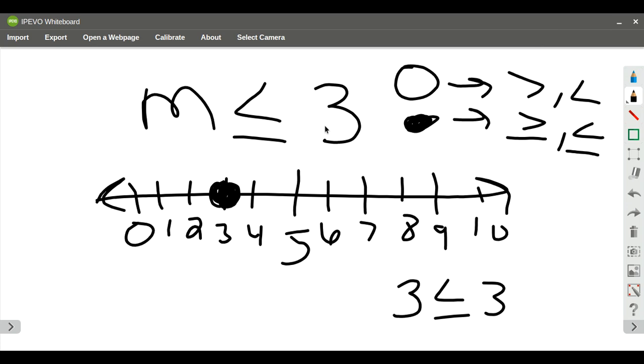Then I'm going to draw my solutions, or draw my arrow, in the direction that my inequality symbol is going. Okay, so it's going to go to there.